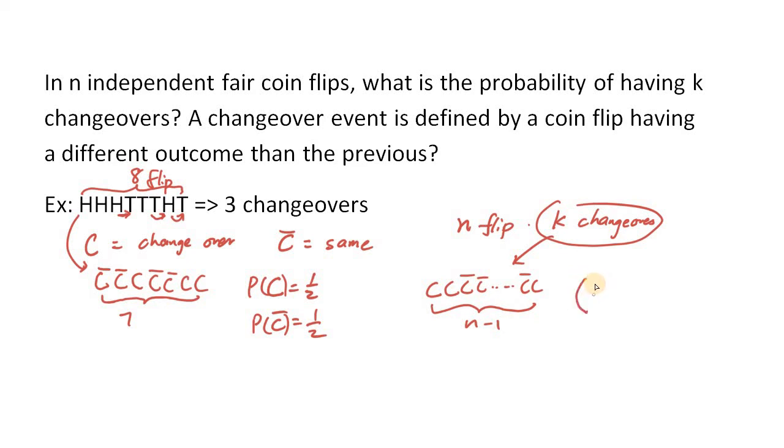Basically, that will be n-1 choose k, and since the probability of a changeover and no changeover event is always 1/2, basically 1/2 to the n-1. So that's it.